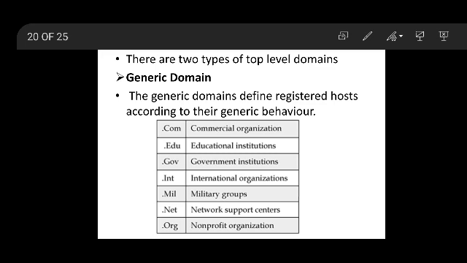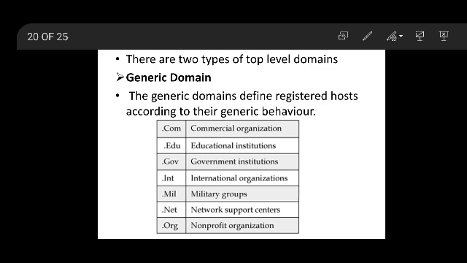I will be listed in the domain. If mine is an educational institute, I will be given .edu. If mine is a commercial organization, I will be given .com as my top level domain, so my top level domain will end with .com. Similarly, if it is a government institution, I will be given .gov.